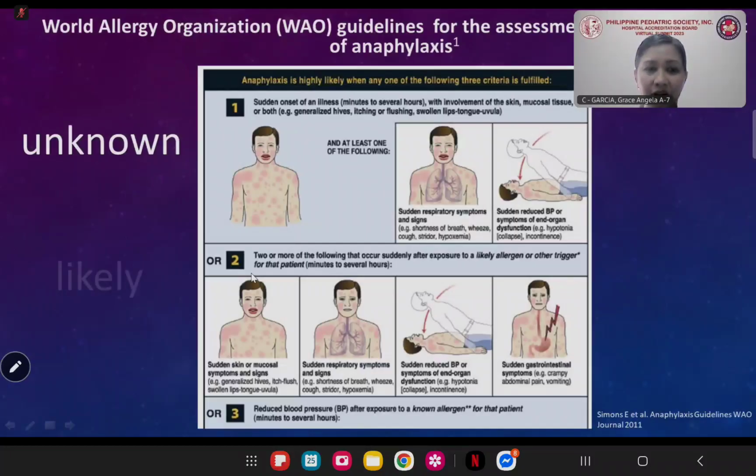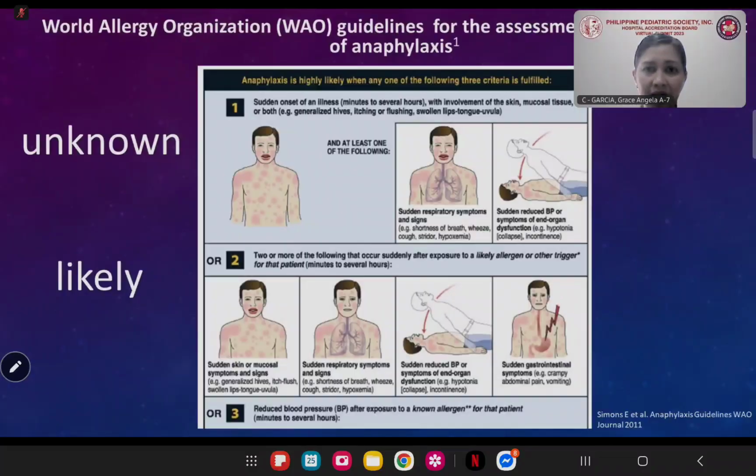Next, if you have a likely allergen, for example, the patient is at the hospital and the nurse injected an antibiotic, there should be two or more of the following that occur suddenly after exposure to a likely allergen or trigger for that patient: skin manifestations, respiratory symptoms, sudden collapse or decrease in blood pressure, or sudden GI symptoms, such as excessive vomiting, severe abdominal pain, etc.